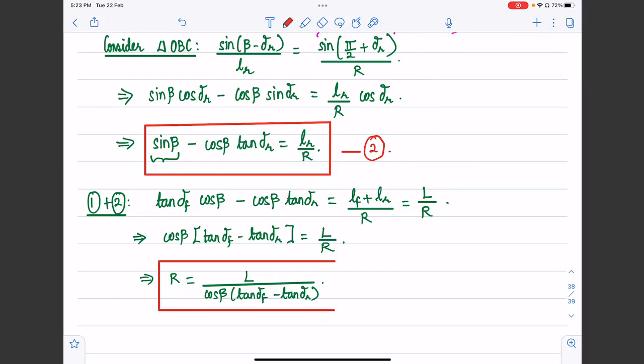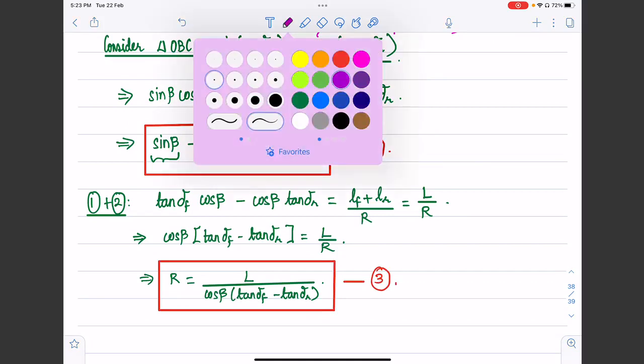However, you can immediately see that this turning radius depends on delta F and delta R. Now if delta R is 0, tan delta R will become 0, so we will only get tan delta F in the denominator. I hope that is clear. However, if I want to calculate R, I still need beta. We are not done yet. So how do I get beta?